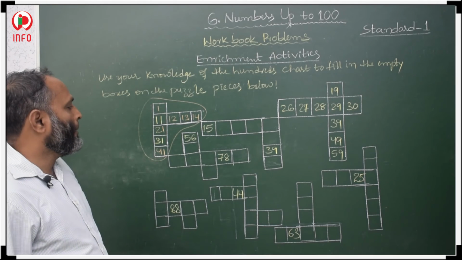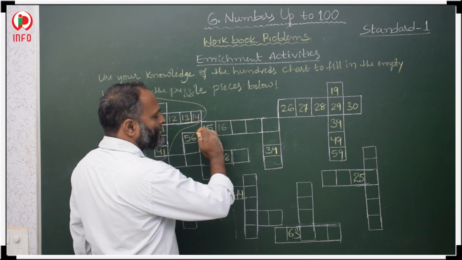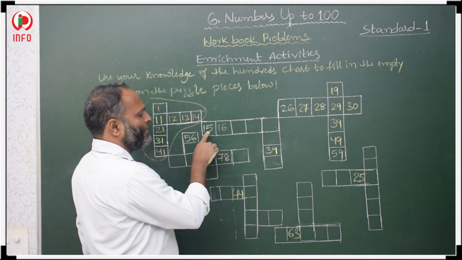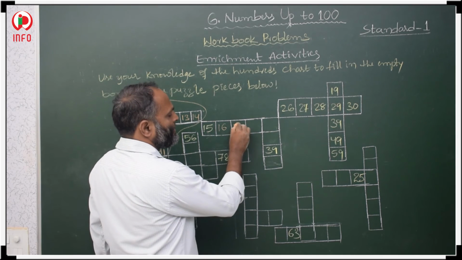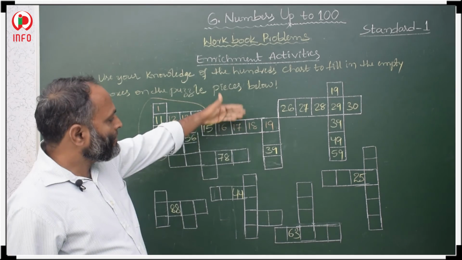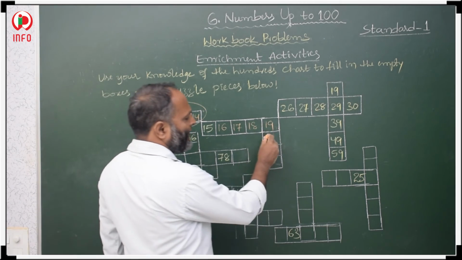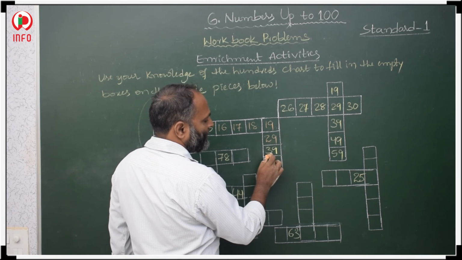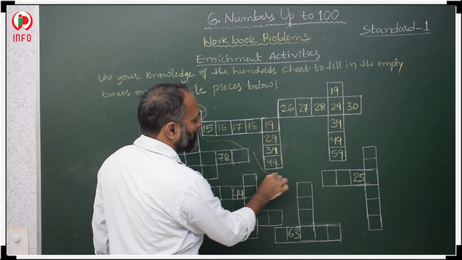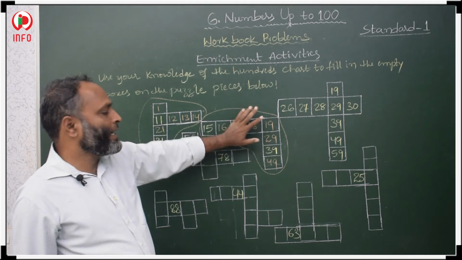Now this part: 15, 16, this is a horizontal line. We have to take serial numbers. 15 is given: 15, 16, 17, 18 and 19. Then this is a vertical line. In a vertical line we have to skip 10: 19, 29, 39, 49. So this second part is over. First is over, second is over.